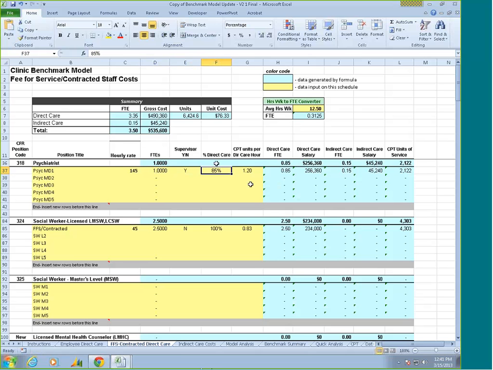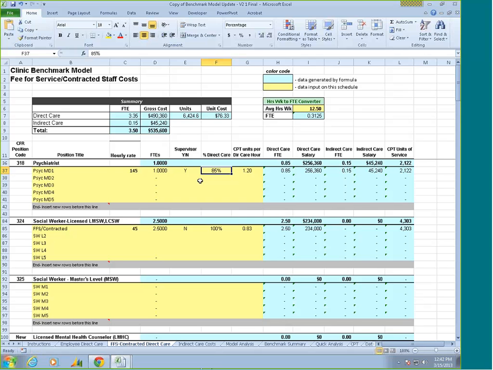So what we have here is a psychiatrist that has 85% direct cost. Well, you may say, that doesn't make any sense to me. Well, one of the things you have to consider when you work with your contracted staff or your fee-for-service staff is, are you actually paying them for time that is not involved in providing billable services? And with your psychiatrist, the answer most likely will be yes.